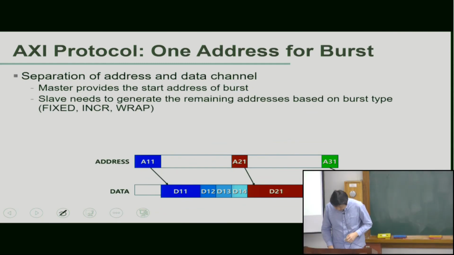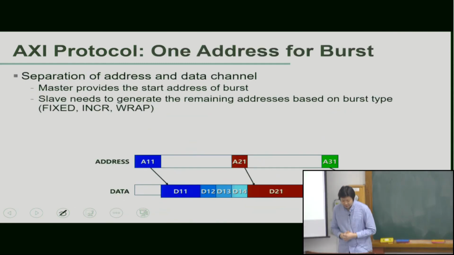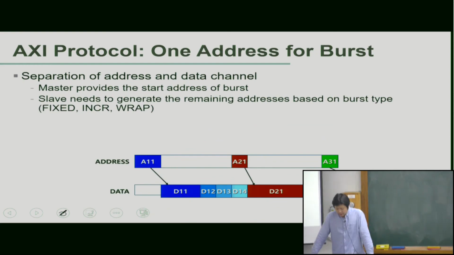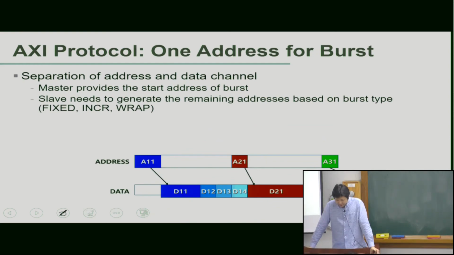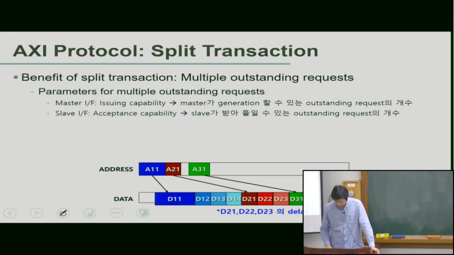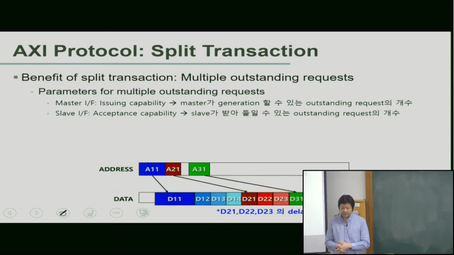Okay, so let's move on. So here, I already explained this. What's a burst, and we have different burst types: fixed, incrementing, or wraparound. So the benefit of this is a split transaction. A split transaction is basically where the request and reply do not have to come back to back. There can be some arbitrary interleaving between the two.